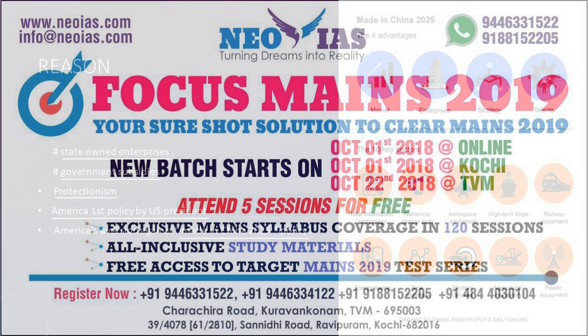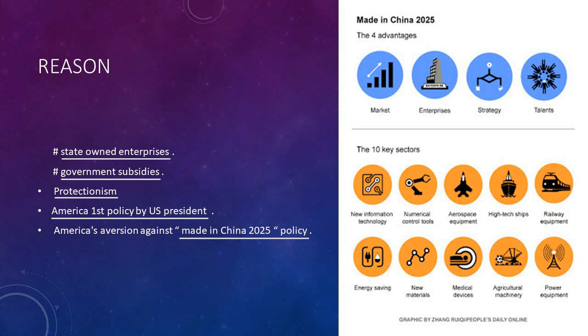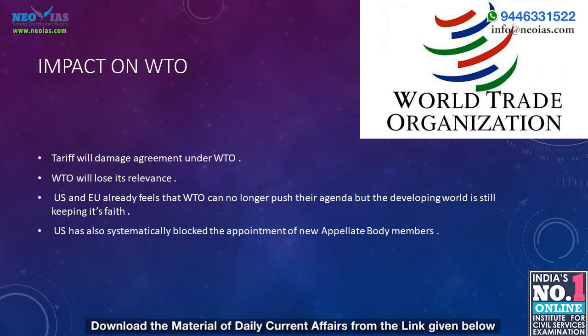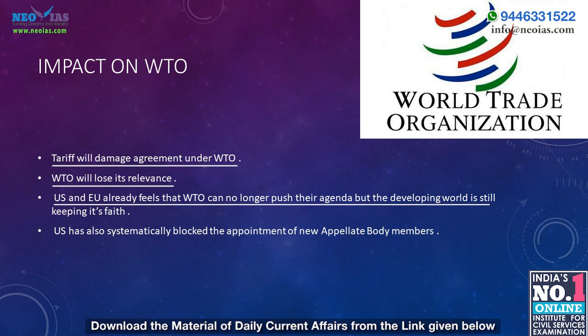Next we will see the impact of the trade war on different entities like the WTO, the US, China, India, etc. So first let us see the impact on the WTO. As the US imposed this tariff without notifying the WTO, it will damage the agreements under the WTO, indicating the WTO is losing its relevance. It seems that the US and the EU, that is, the European Union, already feel that the WTO can no longer push their agenda, though the developing world still has faith in the WTO.